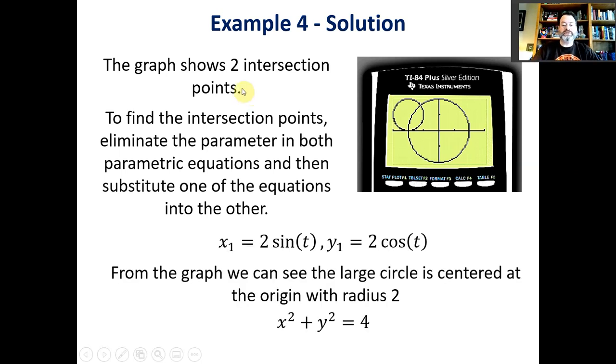So here's my first circle, right? We can see that this is the large circle here because it's sine and cosine, centered at the origin. And we can see that the radius is 2. So using the same general form of a circle, it's not shifted, radius is 2. You just get x squared plus y squared equals 4.